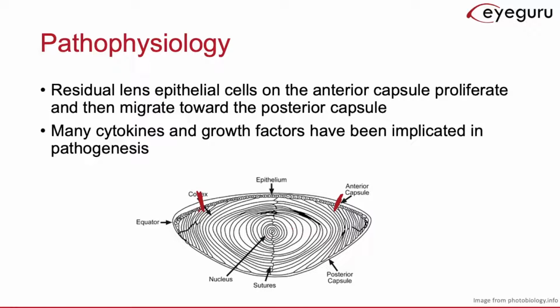The problem is that the layer of cells directly beneath the anterior capsule are the lens epithelial cells, and these are very mitotically active. And so after cataract removal, these epithelial cells can migrate towards the posterior capsule, and they can proliferate and undergo abnormal differentiation. So many growth factors have been implicated in this process, and it is these lens epithelial cells that can obstruct vision.